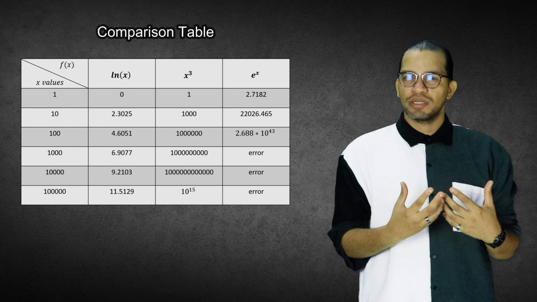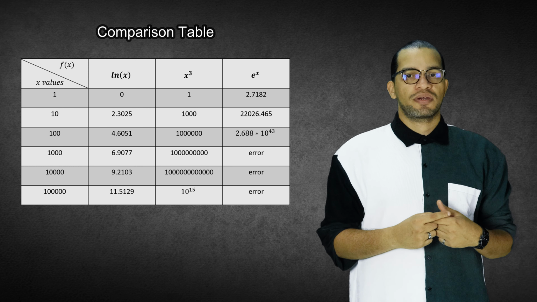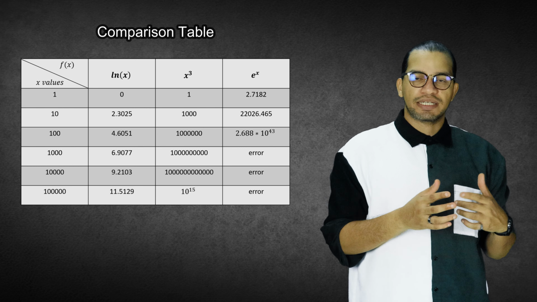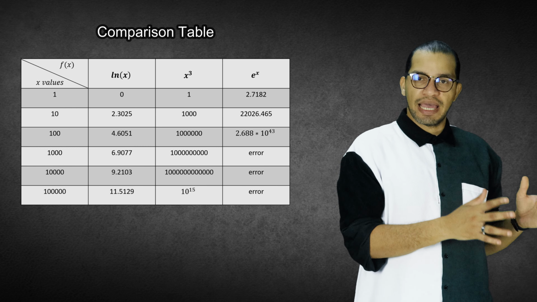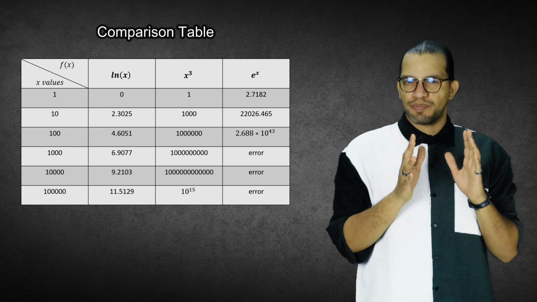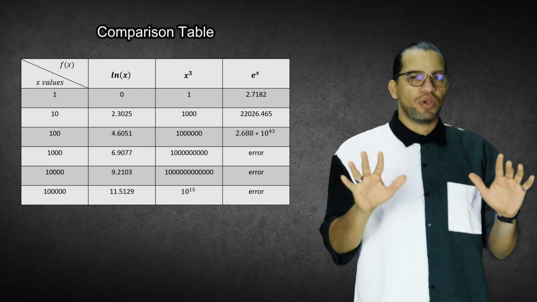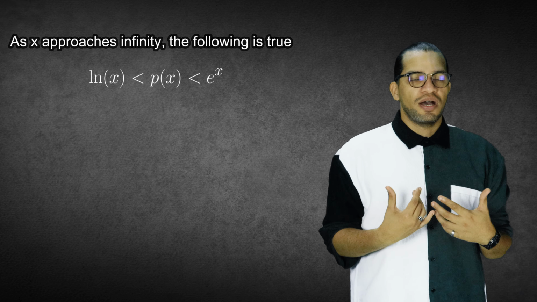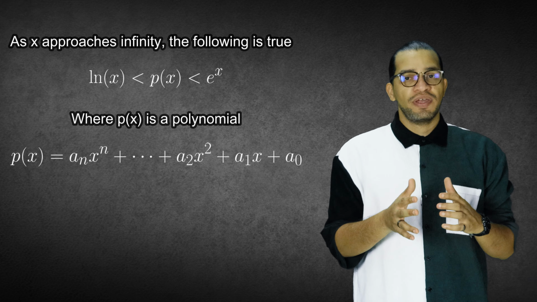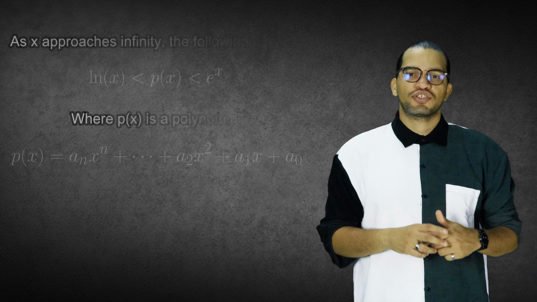So we can assure that the infinity of e to the x is way bigger than the infinity of x cubed, and this one is way bigger than the infinity of ln of x. Actually, we just put this particular case of x cubed, but this actually works for any polynomial. Therefore, we can say that the infinity of e to the x dominates the infinity of any polynomial, and the infinity of any polynomial dominates the infinity of any logarithmic function.